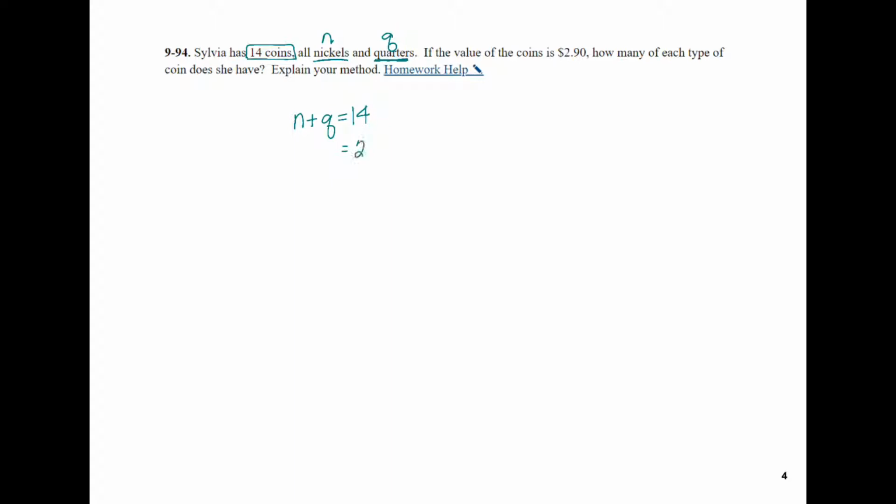We know the value is $2.90. We know a nickel is 5 cents. A quarter is 25 cents. So we can set up a system of equations to solve this. I'm going to go ahead and use substitution. So I know what N equals. I'm going to substitute that into my problem.